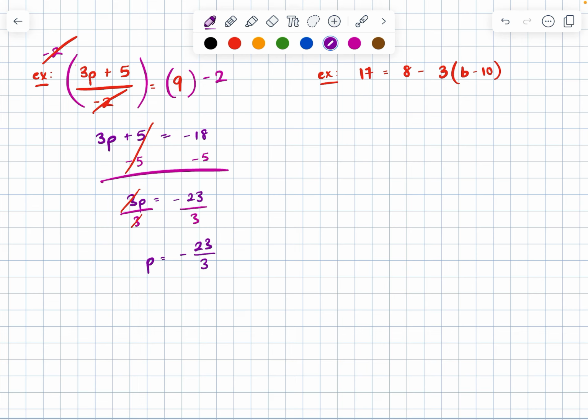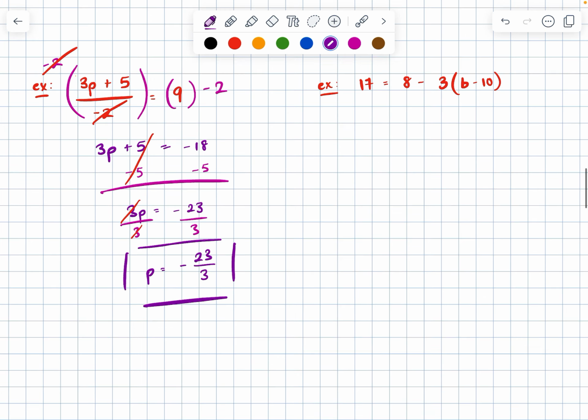So the question that I want to ask myself now is, well, can I simplify this further? I could write it as a mixed number, but I don't really like mixed numbers. Let's leave it as an improper fraction. 23 and 3, they don't have any common factors. Or Gucci, so p equals negative 23 over 3.